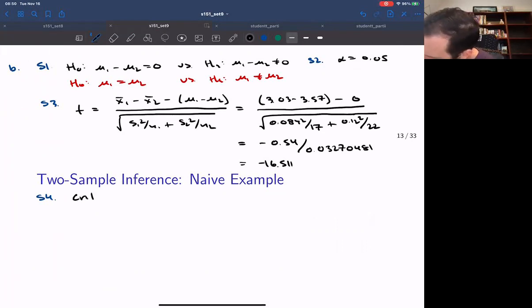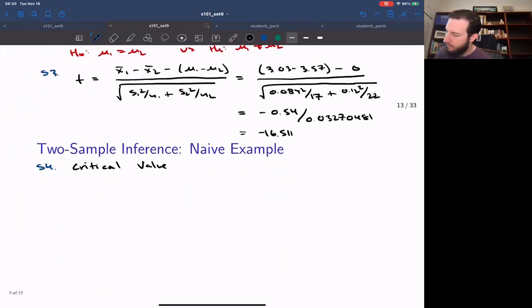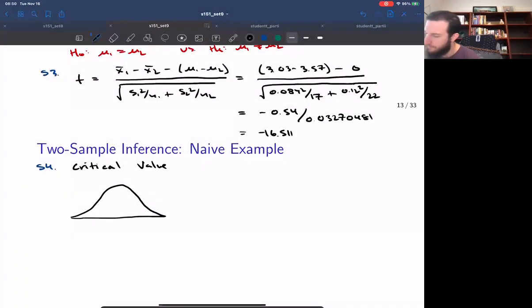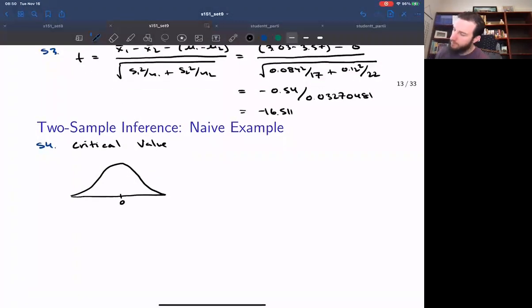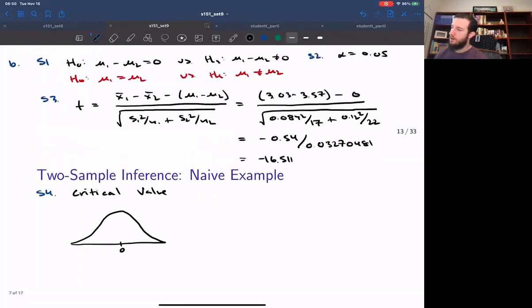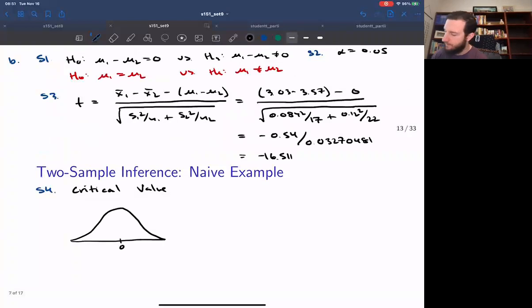So here we'll have the critical value. Okay, so we can start by sketching out our T curve. That's going to be centered at zero. We're using a two-tailed test. So we're going to have T alpha over 2 degrees of freedom here, and then we'll have negative T alpha over 2 DF here.